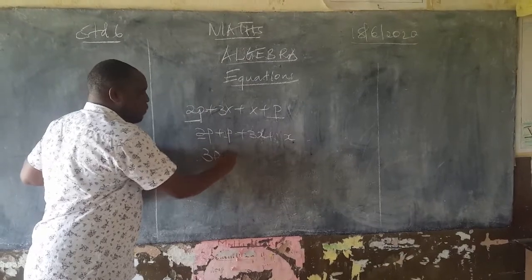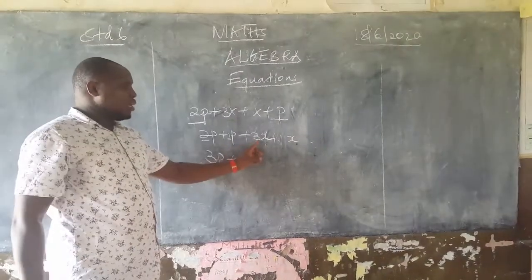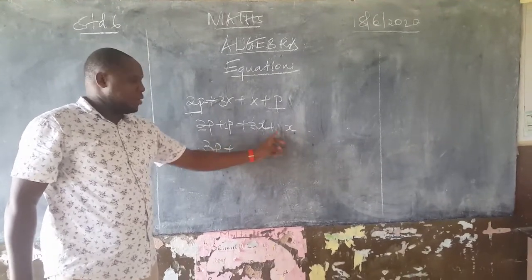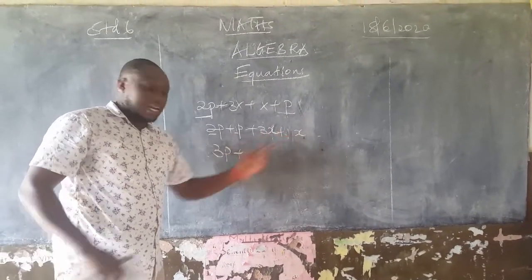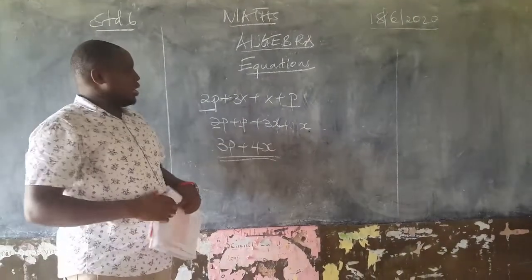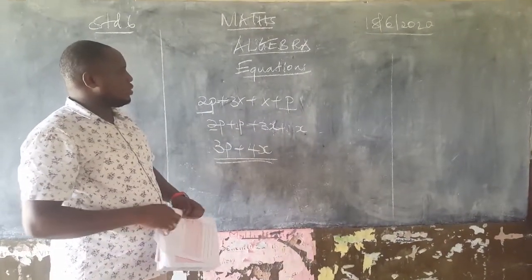So that's 3p plus 3x plus x. There's a 1x here. We don't write that 1. But now we take 3x plus 1x, that will give you 4x. So that's how, Lana, we are doing our questions.